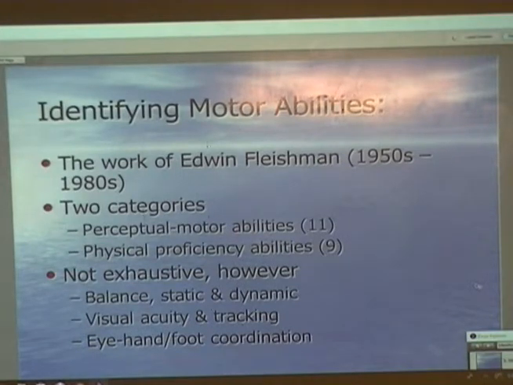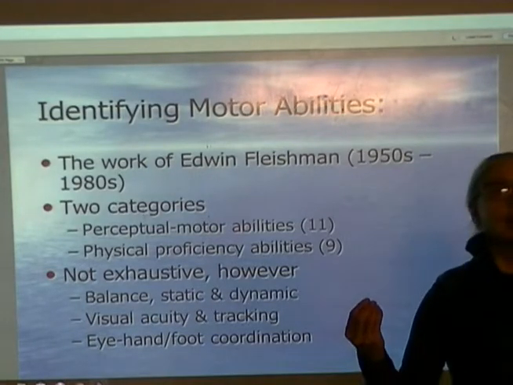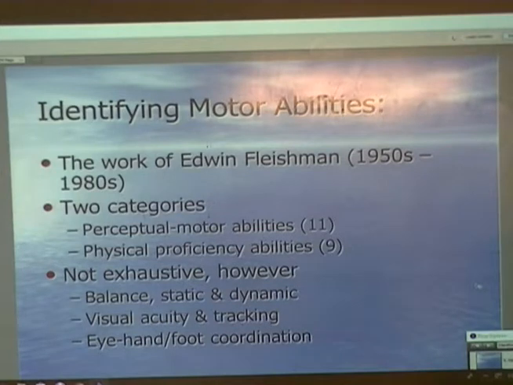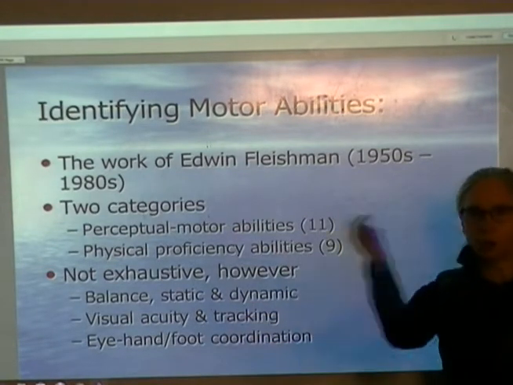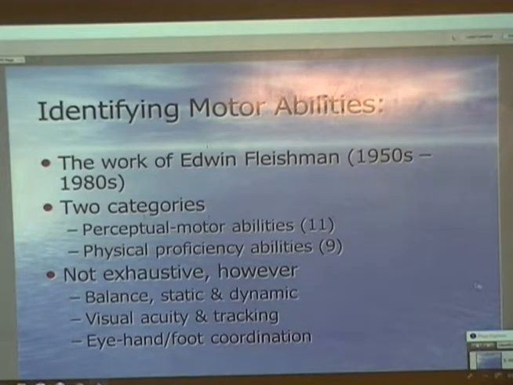And there's often arguments about whether balance is an ability or a skill. Is it something I can learn? If I can learn it, it's a skill. If I have balance or I don't have balance, it's an ability. Right? So I can improve my balance if I have balance by practicing. It's not the same as learning balance in the first place, right? So there's quite often arguments about that. Visual acuity and tracking is considered an ability now that Fleischmann did not include in his lists.